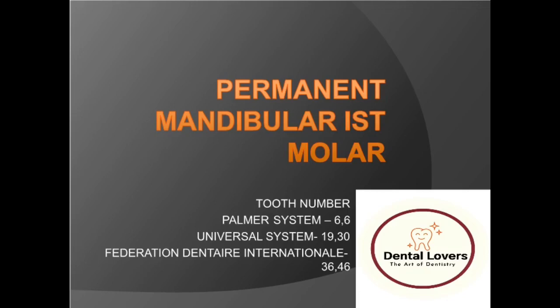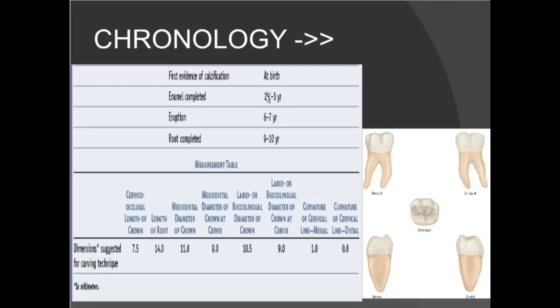Today our topic is the permanent mandibular first molar. This tooth is numbered according to different systems. According to the Palmer system, it is numbered as 6 on both sides, 6 on the left side and 6 on the right side. According to the Universal system, it is numbered as 19 on the left side and 30 on the right side. According to the Federation Dentaire Internationale, which is the universally accepted system, it is numbered as 36 on the left side and 46 on the right side.